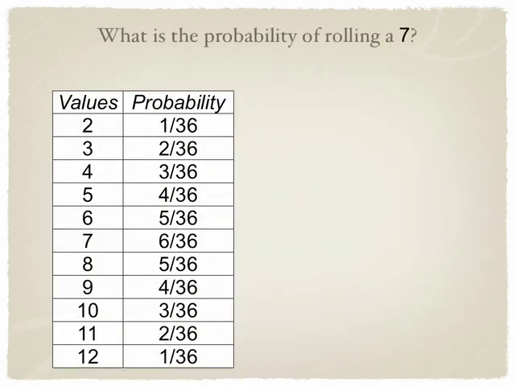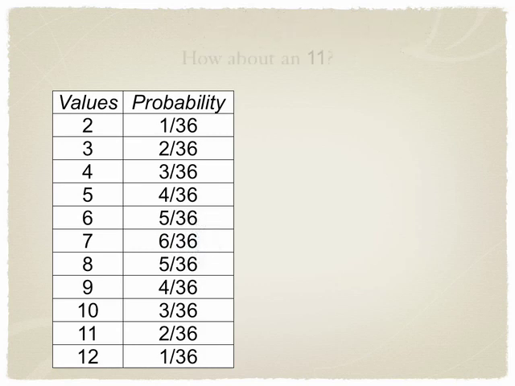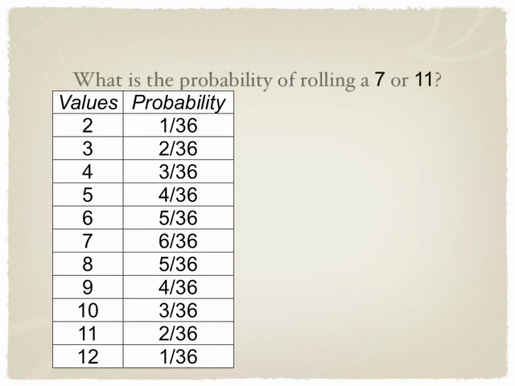So what's the probability of rolling a 7? That would be 6 over 36. How about rolling 11? That would be 2 over 36. So what's the probability of rolling a 7 or 11? 6 over 36 plus 2 over 36, which is equal to 8 over 36.